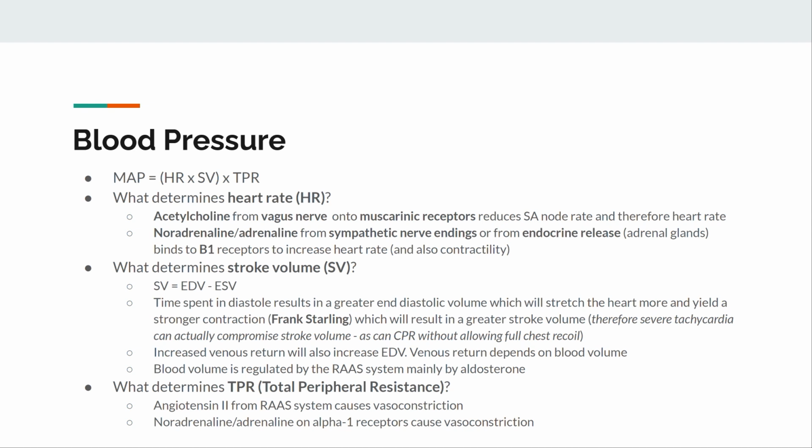And so when RAS modulates your blood volume through aldosterone, that's how it can increase your cardiac output to increase your blood pressure, or at least one mechanism. Total peripheral resistance is the amount of vasoconstriction or dilation in your peripheral arterioles, and angiotensin II causes vasoconstriction, and so do the catecholamines on alpha-1 receptors.